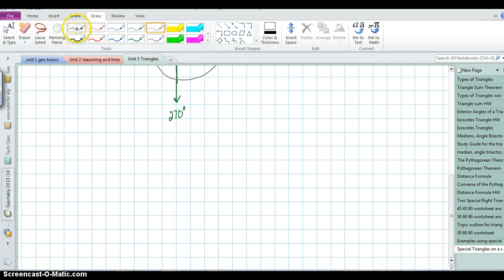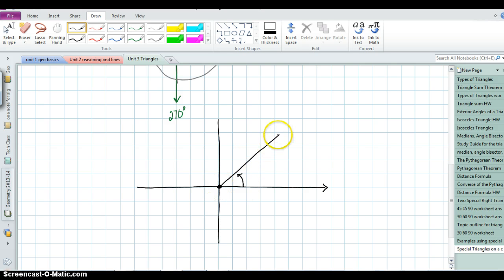Okay, now let's draw some triangles. Here's my initial side, starting at 0, 0 and going to the positive x-axis. And I'm going to go up to about right there. And I'm going to call that a 45-degree angle.